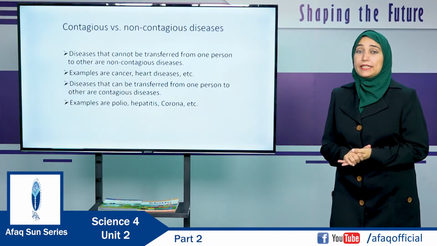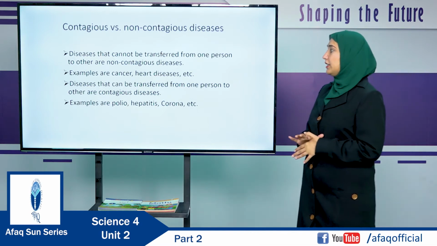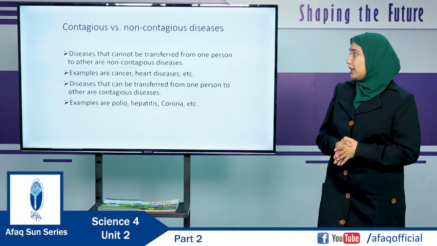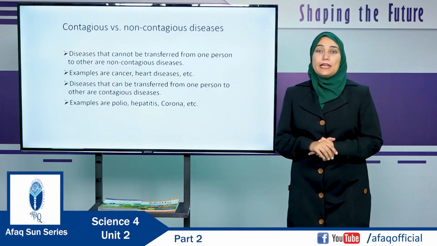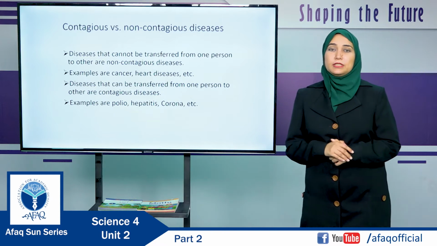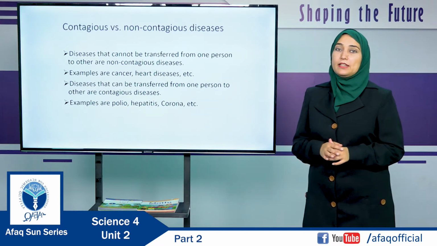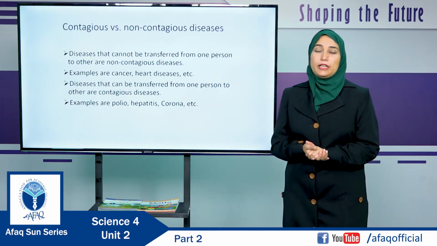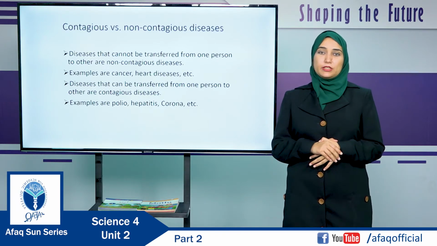The diseases that can be transferred from one person to another are called contagious diseases. Contagious diseases include polio, hepatitis, corona, etc. And non-contagious diseases are those diseases that cannot be transferred from one person to another. Like cancer or heart diseases, they cannot be transferred from one person to another, so they are non-contagious diseases.